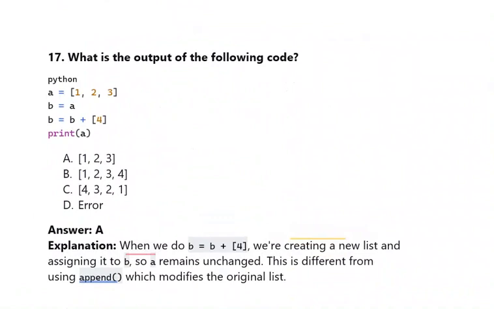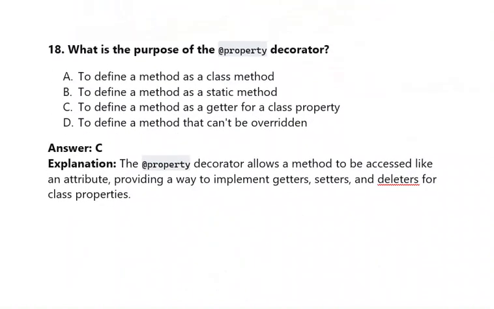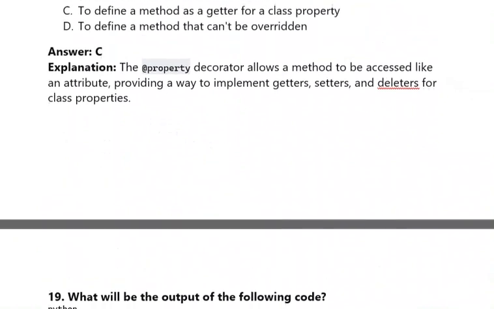What is the output of the following code? a = [1, 2, 3], b = a + [4]. So print a means [1, 2, 3]. What is the purpose of the property decorator? To define a method as a getter for a class property.